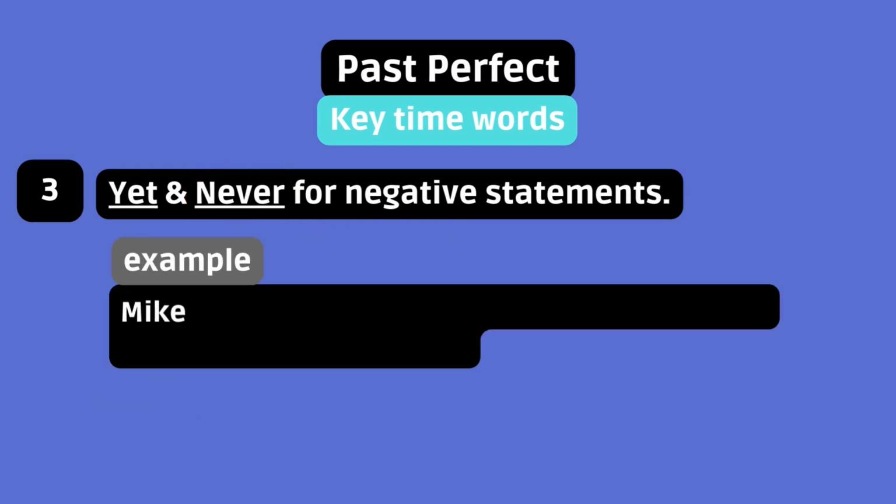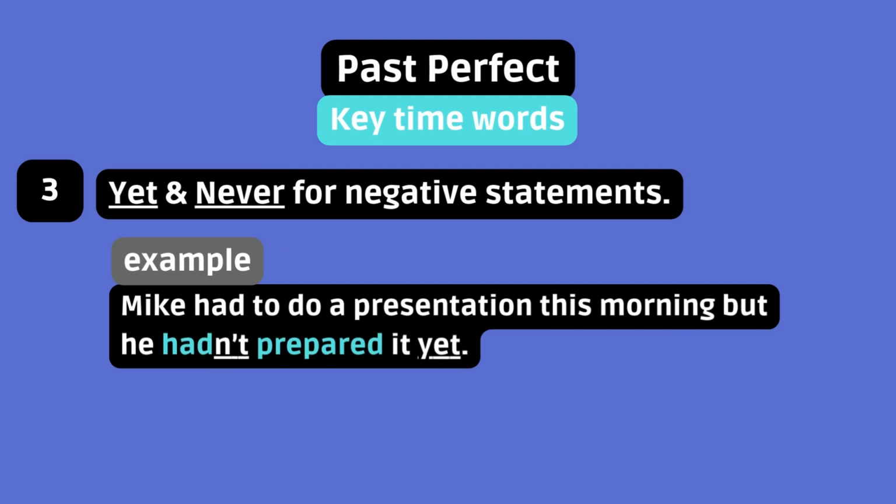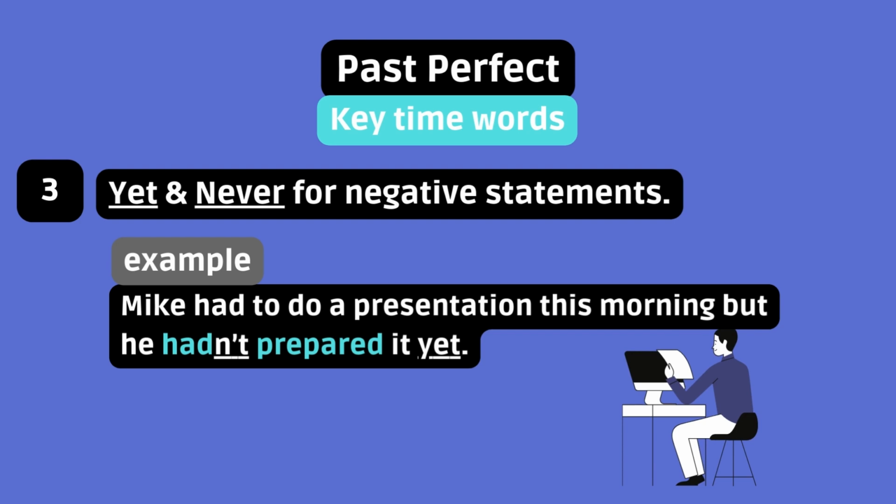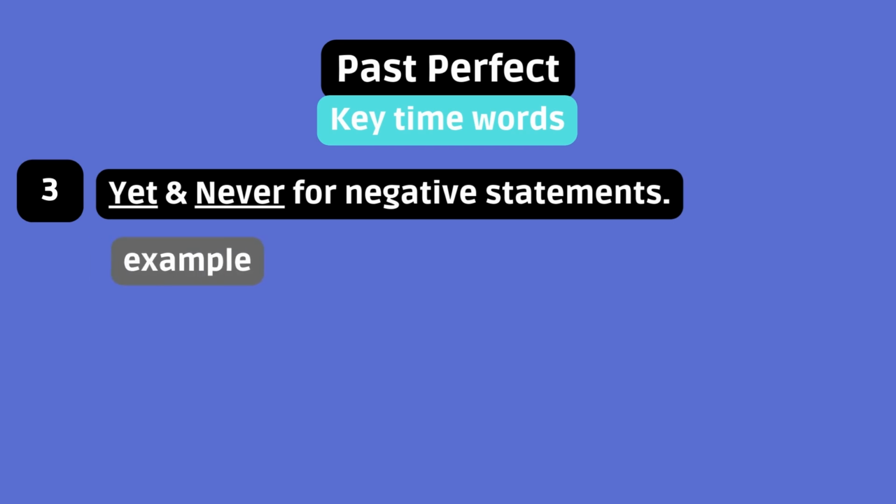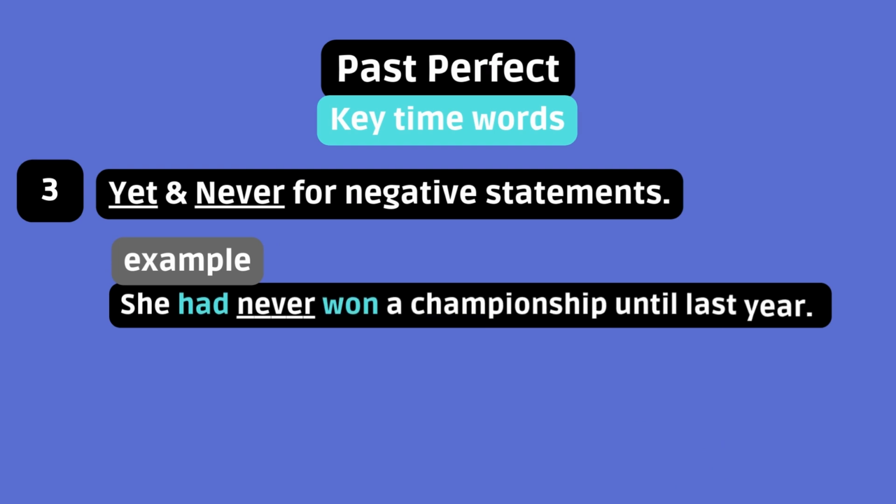Example: Mike had to do a presentation this morning, but he hadn't prepared it yet. By morning time, Mike's presentation wasn't done, but people expect him to do it at some point, probably sooner rather than later. She had never won a championship until last year. Winning a championship never happened until last year, when things changed. Congratulations.